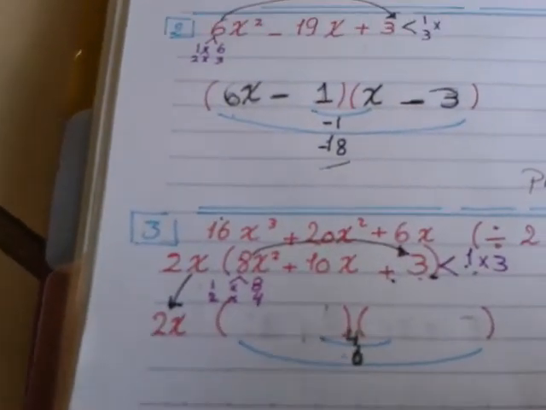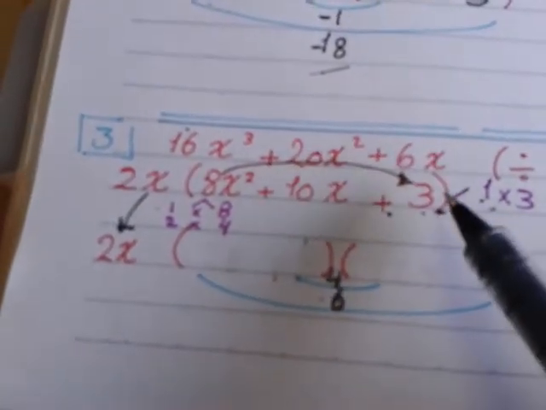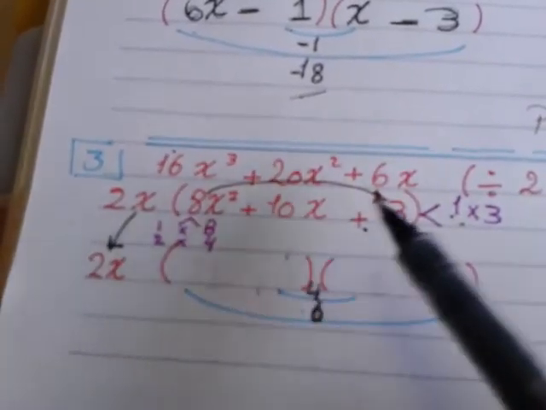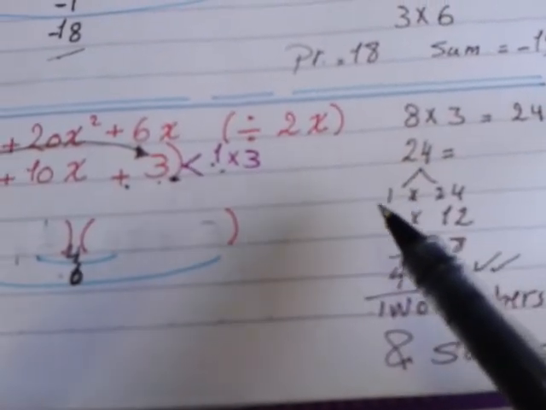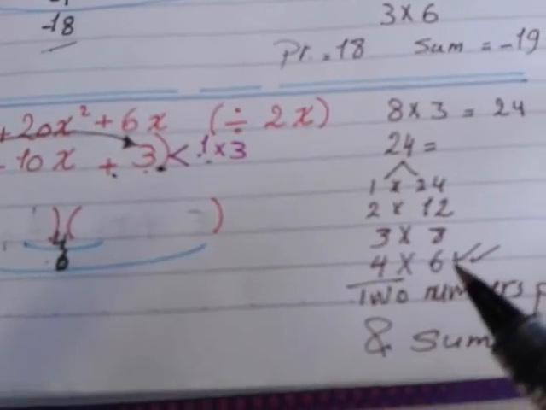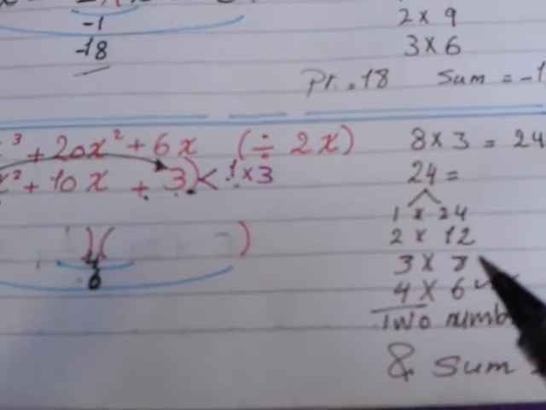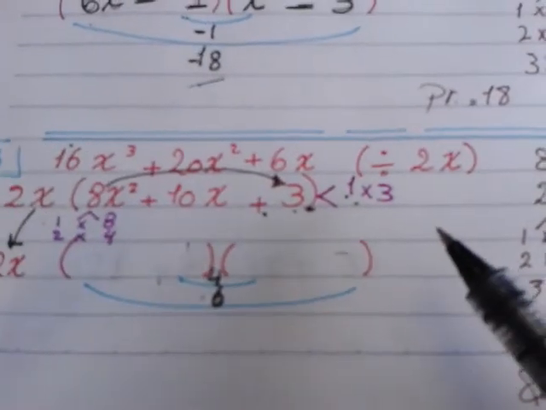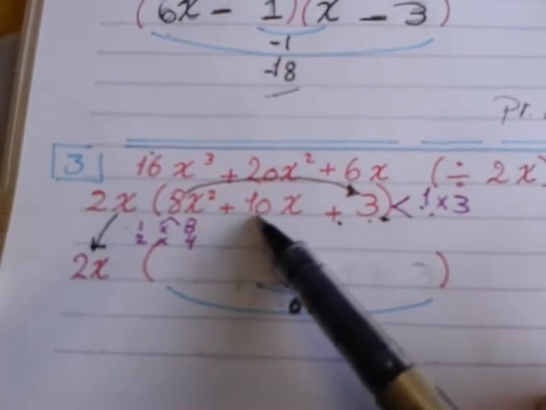Here I need two numbers. I will take the first and third. Follow the arrow. Step number one, follow the arrow. 8 times 3 equals 24. On the side, get this 24: 1 by 24, 2 by 12, 3 by 8, 4 by 6. I have to get two factors of them. What is the condition? The condition is that these two factors, their sum equals 10.